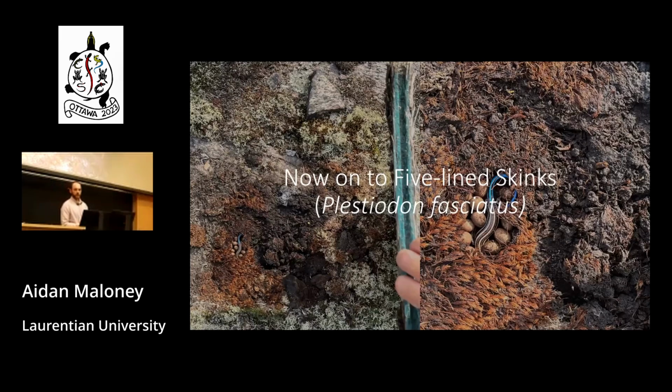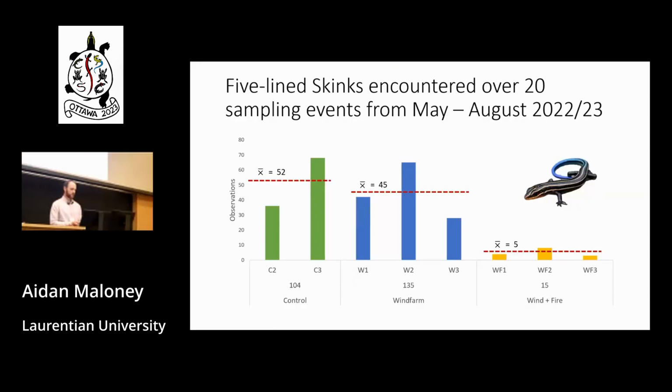Now I'll move on to our 5-line skink data. So this figure represents the number of 5-line skinks we observed over the same 20 sampling events over the past 2 field seasons. Due to the size of the study area, skinks were found to be completely absent from our wildfire treatment and one of our control replicates.